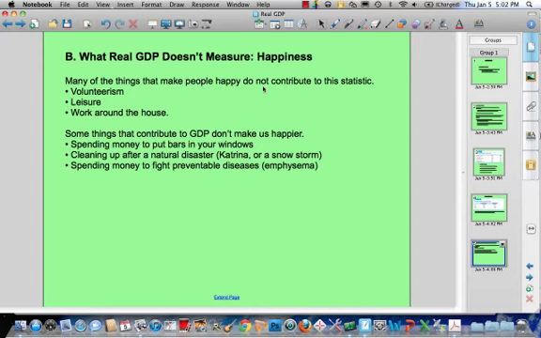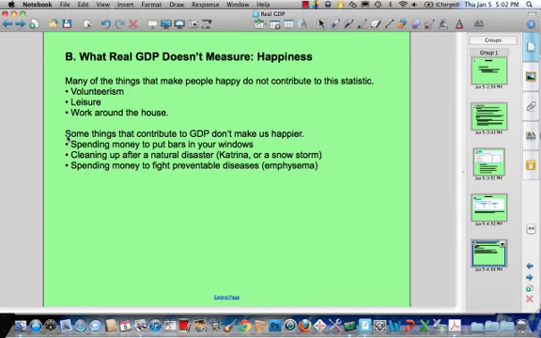Well, a lot of things that make people happy don't contribute to GDP. Volunteerism, so you taking your time to go do things for other people. Leisure, so you decide to hang out at the pool in the summertime rather than working. It may make you feel good, it may make you happier, but it's not going to impact GDP in a positive way. Work around the house. So if I mow my lawn, instead of hiring someone to mow my lawn, I'm actually making a negative impact on GDP because the dollars that I would have spent on the person who mowed my lawn would have been service dollars included in GDP, and instead I did the work myself.